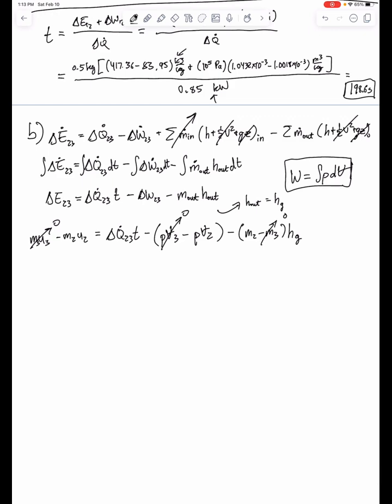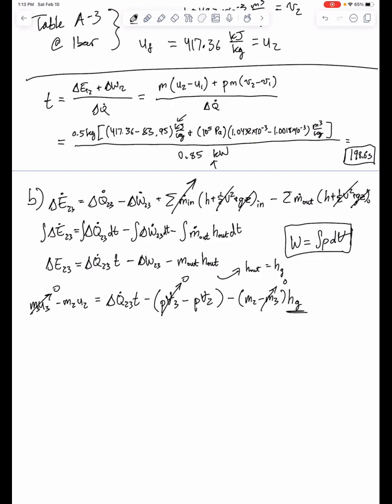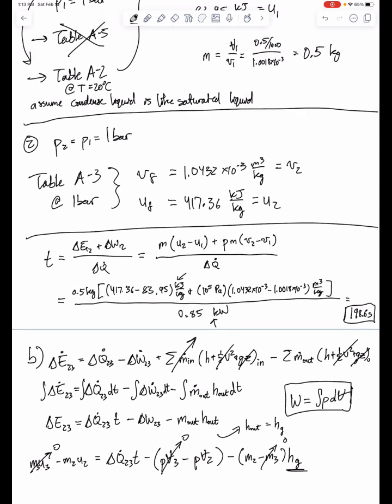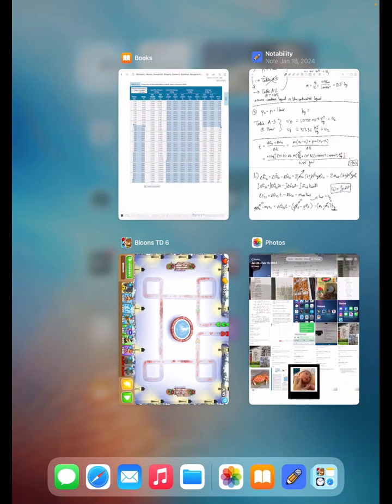So I've got all my 0 terms. I think I have everything but this, which I should have grabbed earlier, but I didn't. That's fine. So I'm going to go back up here. At table 383 at 1 bar, what is our enthalpy during the gaseous form?